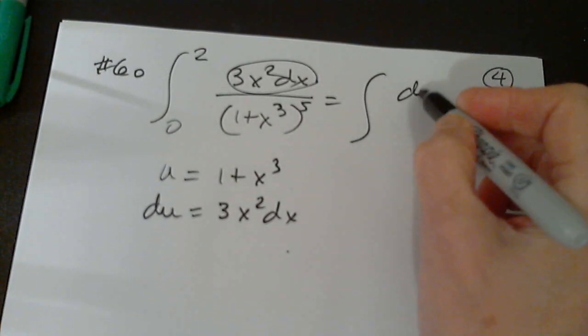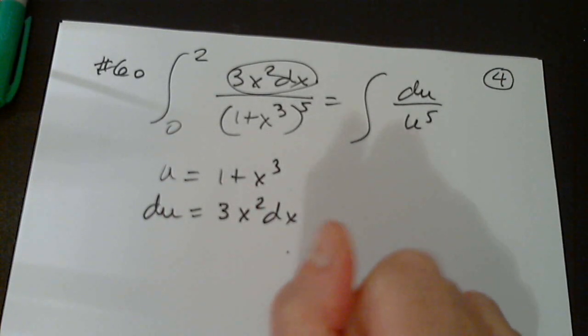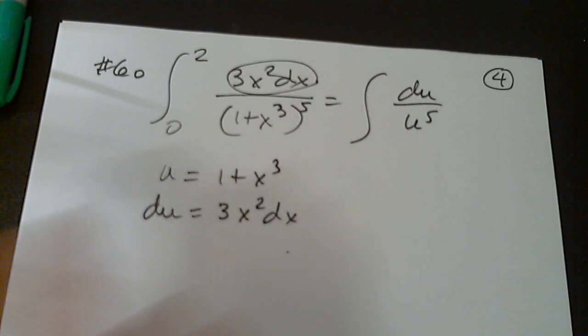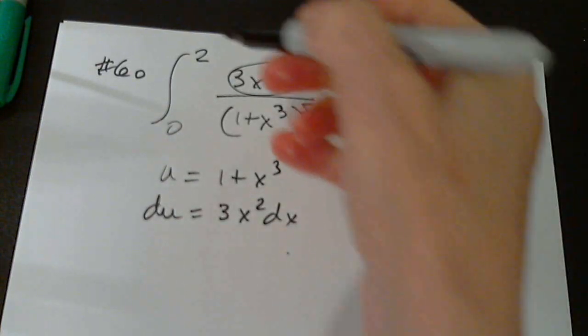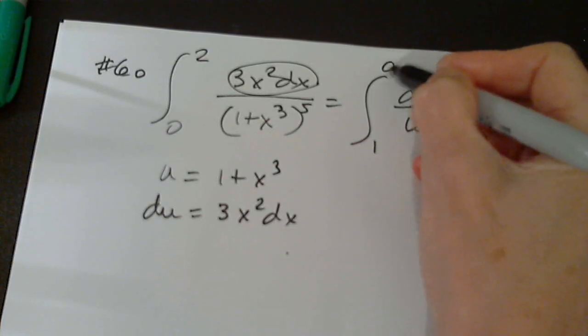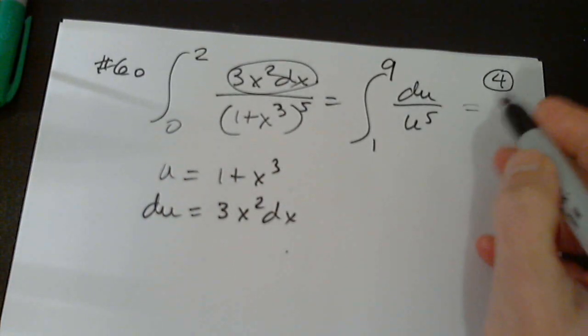Do not copy the limits of integration. Do not change the definite integral into an indefinite integral, please, if you want points on this problem. Now we have to change the limits of integration, and we do not go back. When x is 0, u is 1. When x is 2, 8 plus 1 is 9. So we continue.